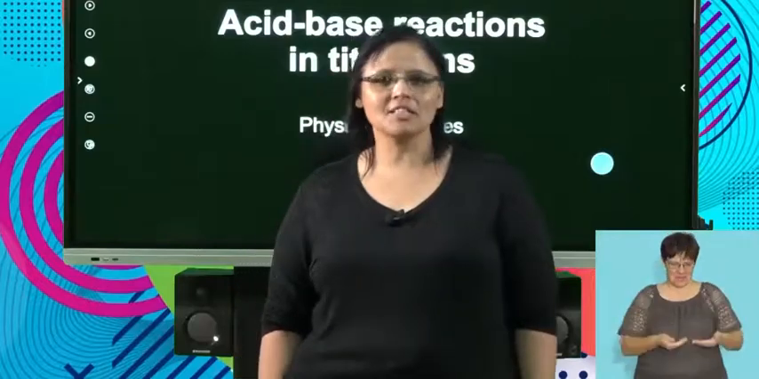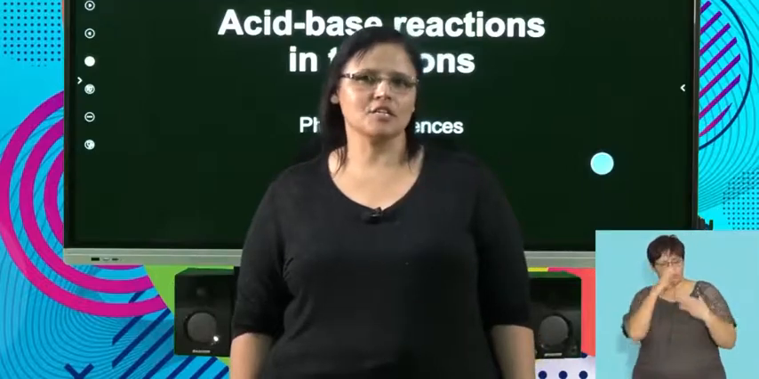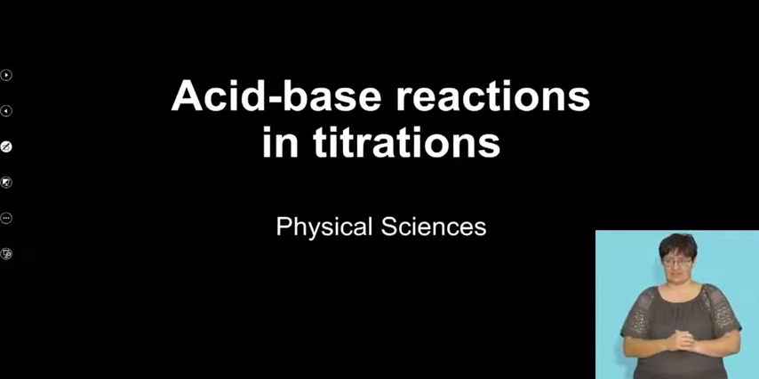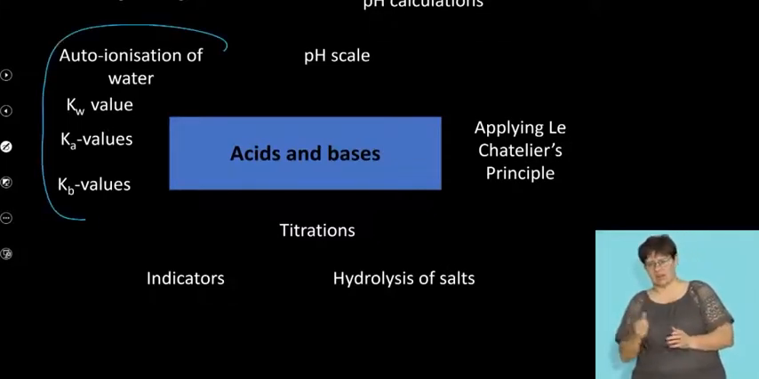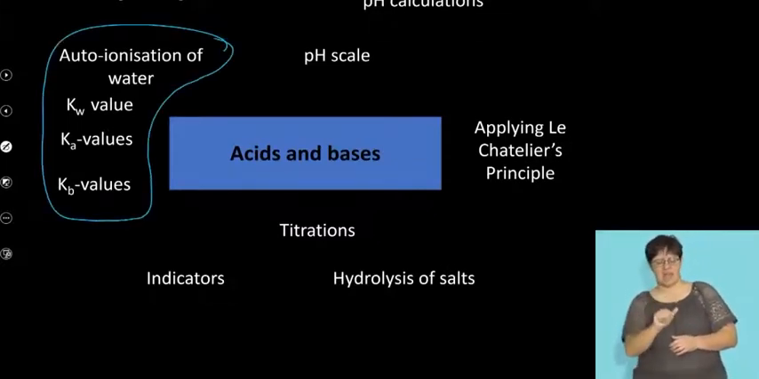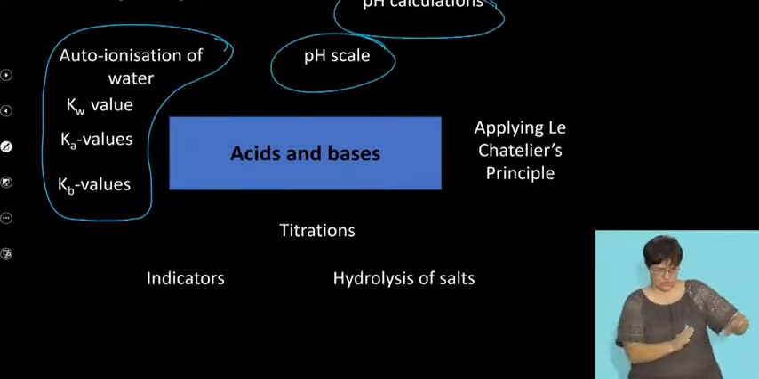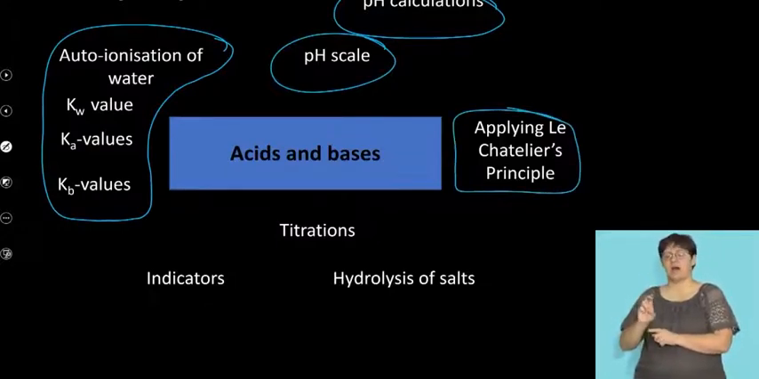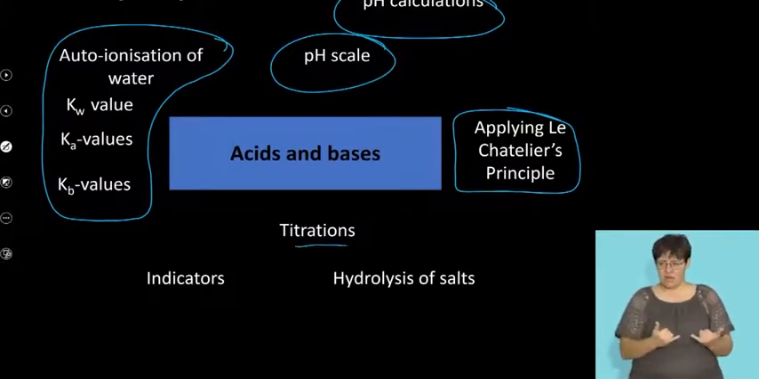Welcome back to another session of Physical Sciences, Chemistry again, and in today's session we will look at acids and bases. The last time we spoke about the autoionization, we spoke about Kw, Ka and Kb values, we looked at the pH scale, we looked at pH calculations, and we also looked at the application of Le Chatelier's principle to our acid and base reactions. In today's session, I would like to look at titrations.